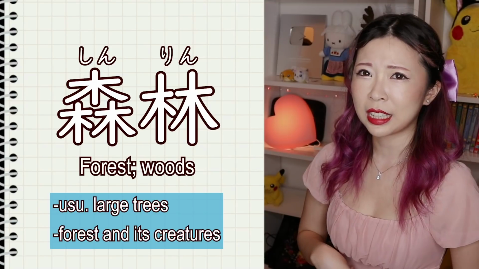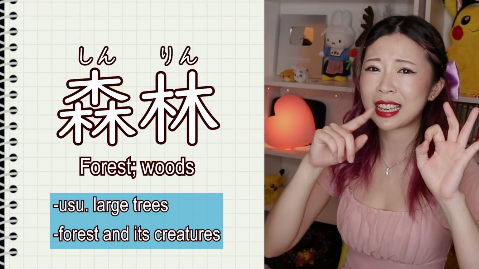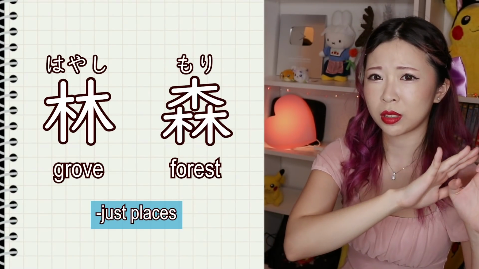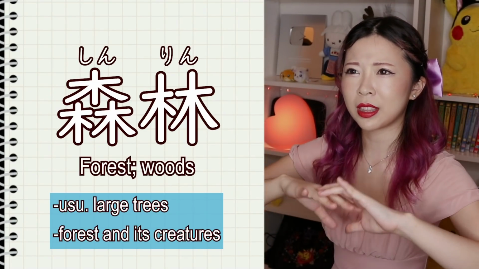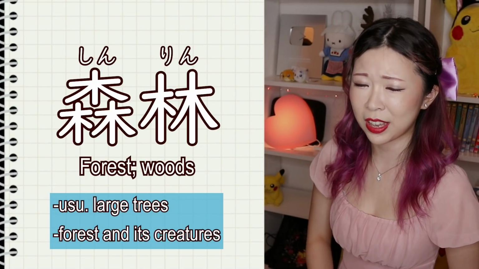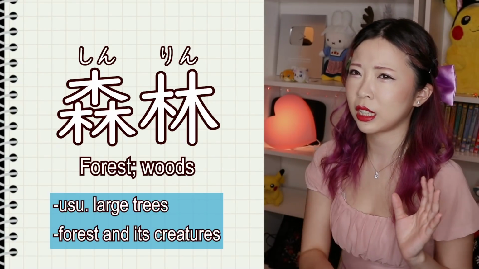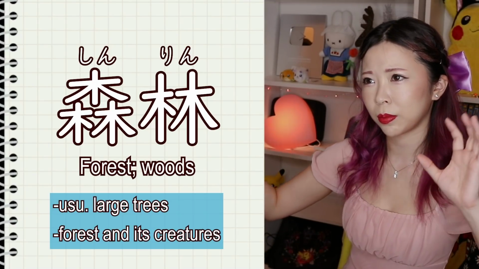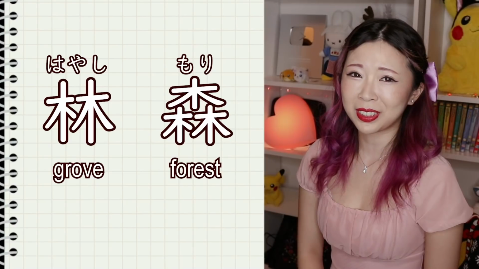Or it can also refer to the forest and its creatures. So mori and hayashi, they are both just places. But shinrin can be the whole thing, including the animals living inside the forest. But most people think shinrin is a forest with lots of animals instead of forest and animals. So yeah, but don't worry too much about the difference.